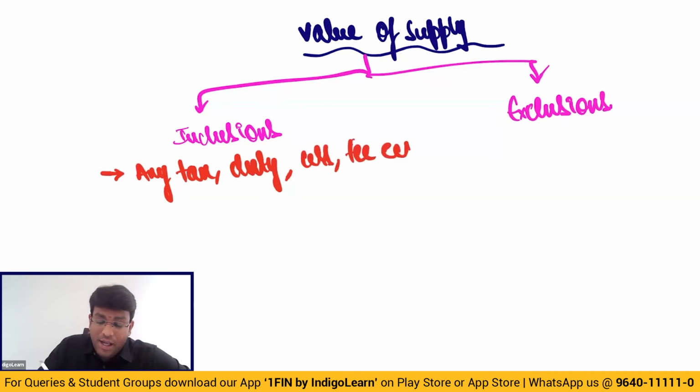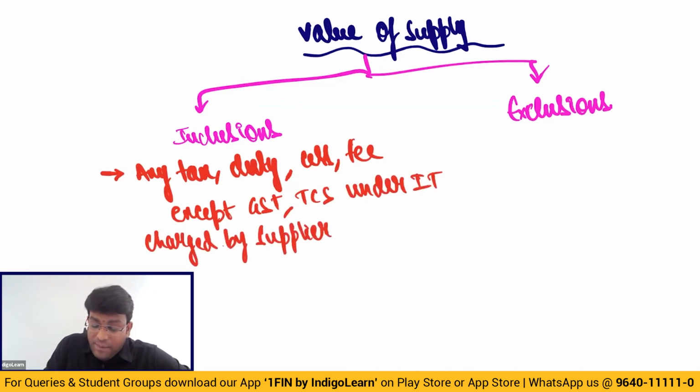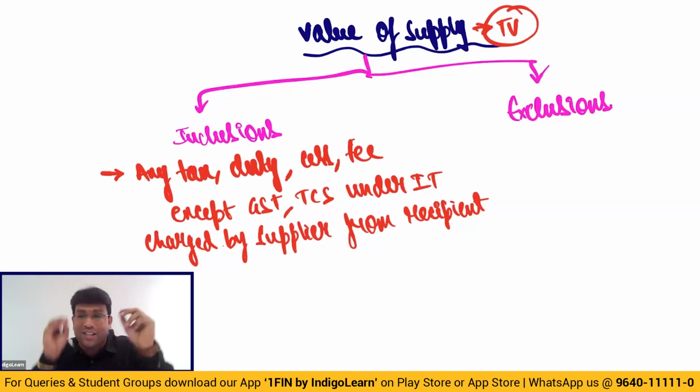Come, what is the line, my dear friends? Any tax, duty, cess, fee, except GST, TCS under income tax, charged by supplier from recipient. So if in the question you find a point of customs duty or municipal tax, anything, then please add that. And all this adding we always do to the transaction value, because the fundamental point is very clear that these inclusions and exclusions we do only to transaction value. So value of supply will always mean transaction value. And to that transaction value only we are doing all these adjustments.